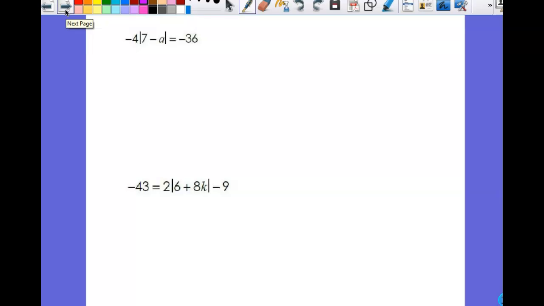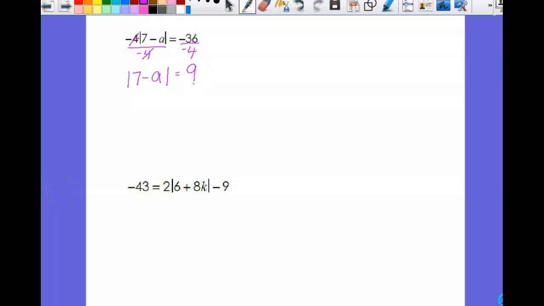Okay, so if I have something in front of the absolute value, I have to move it first. So I can treat that like it's a parenthesis. So I can divide both sides first by this -4, just because it's being multiplied right here. When I divide both sides by the -4, and these cancel out, that's going to leave me with the absolute value of 7 minus a equals positive or -9? Positive.